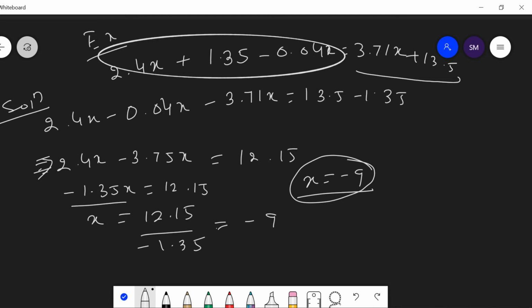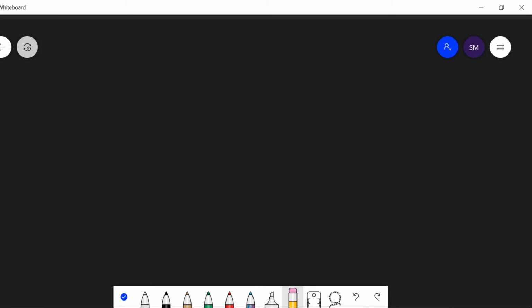Now we will discuss word problems, or application of linear equations. When you solve an application of linear equations, at first try to understand the questions properly. When you understand the questions properly, then you can make the linear equations. When you make the correct linear equation, you can solve it and get the perfect answers.